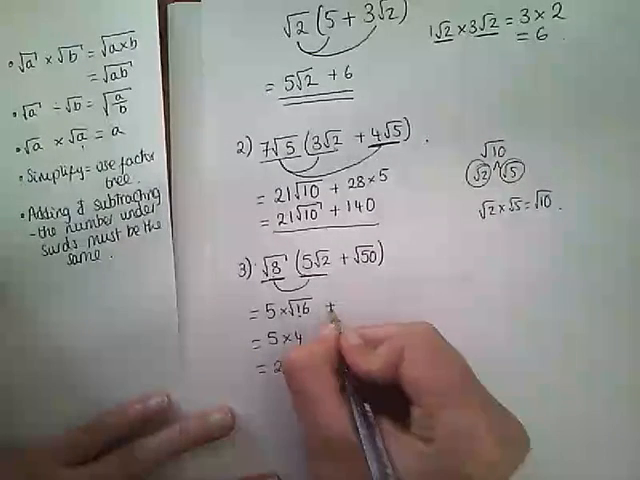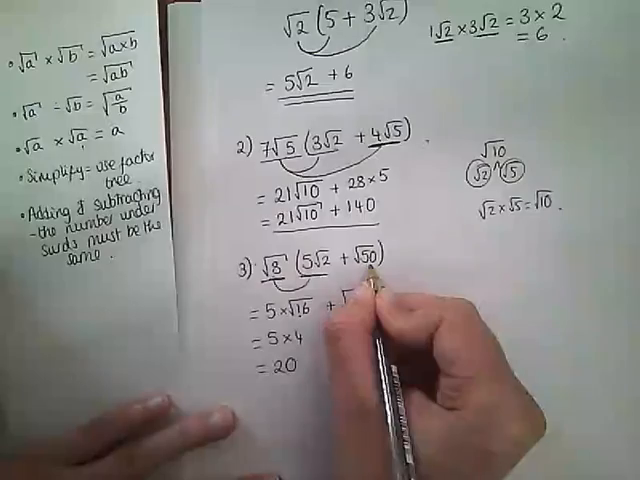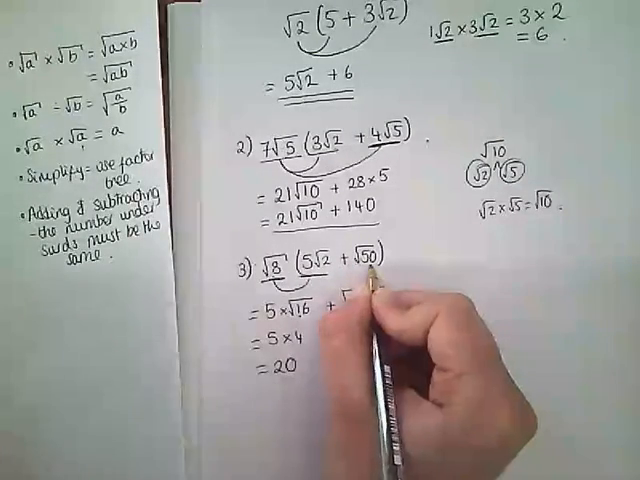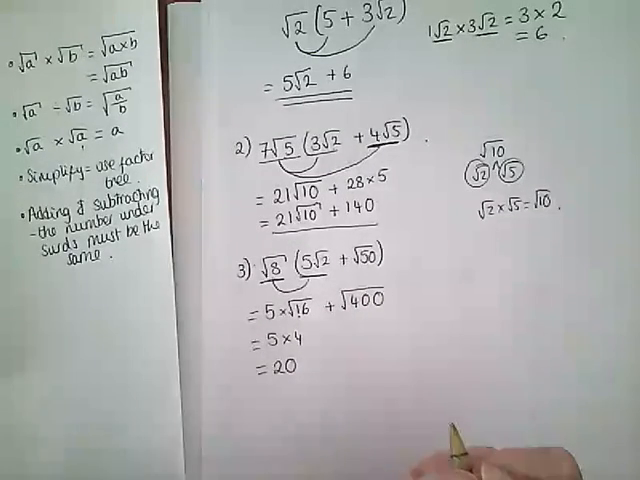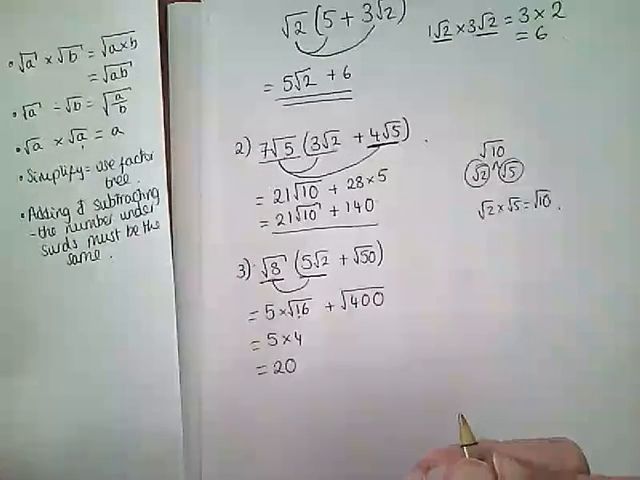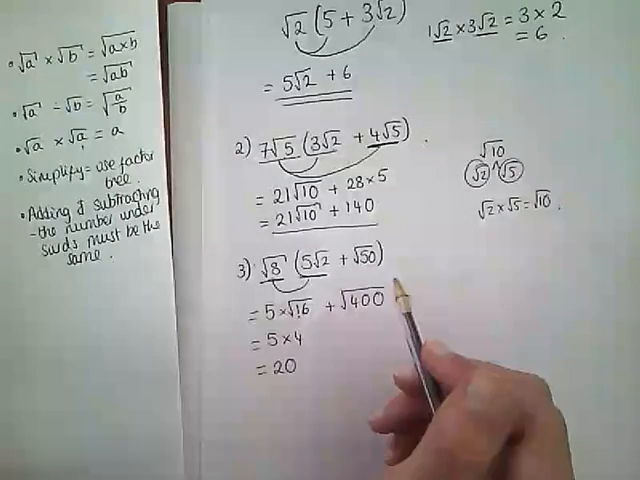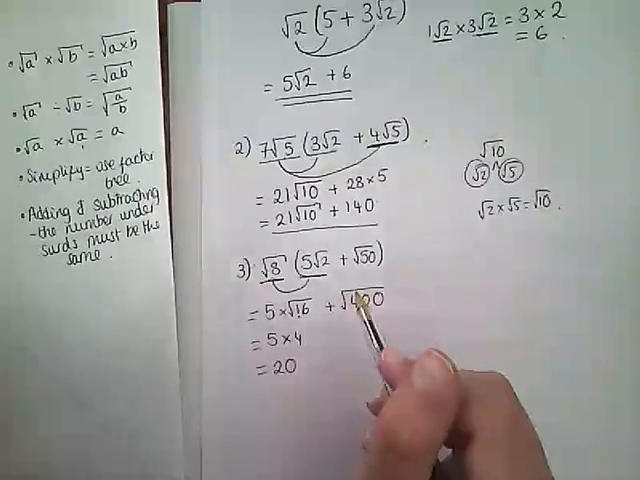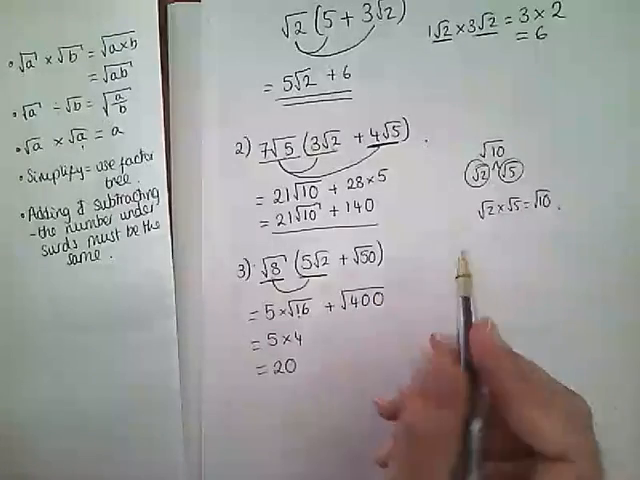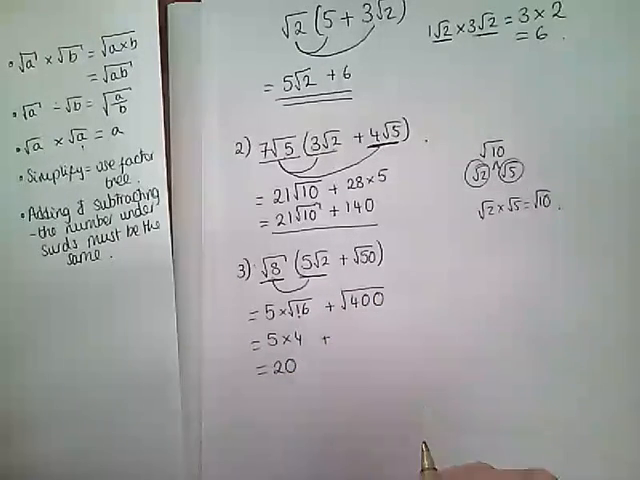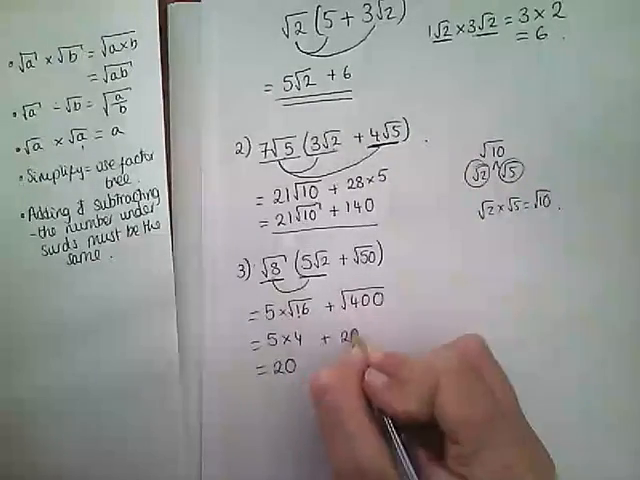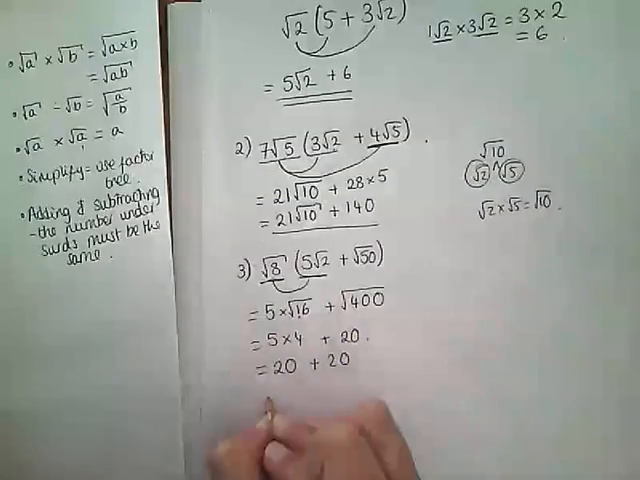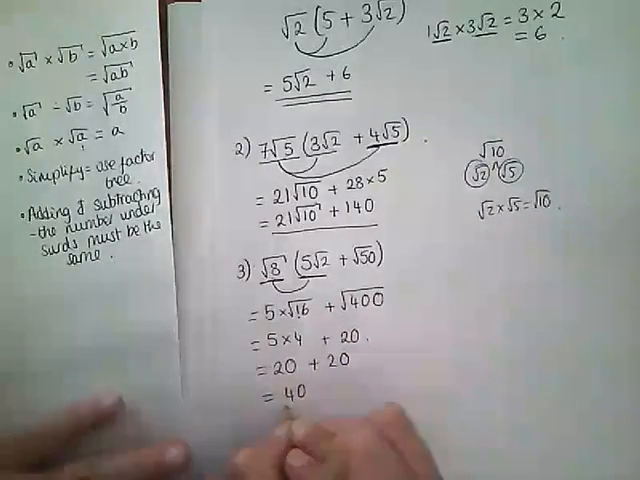Then we have got root 8 times root 50. Now, those are quite nice numbers. If you had some really horrible numbers and you couldn't do the multiplication, in a non-calculator paper, you might want to rethink and maybe simplify first. If you want to do that, that is fine. Anyway, we'll end up with root 400. Root 400 is the same as, hopefully we all know, 20. The square root of 400 is 20. So my answer becomes 20 plus 20, which makes 40.